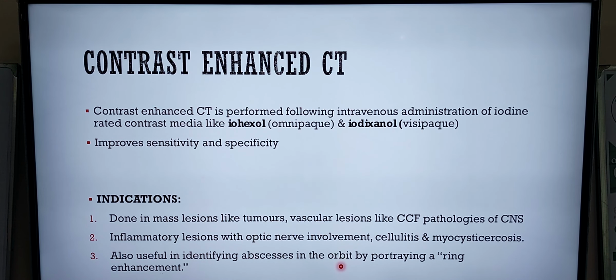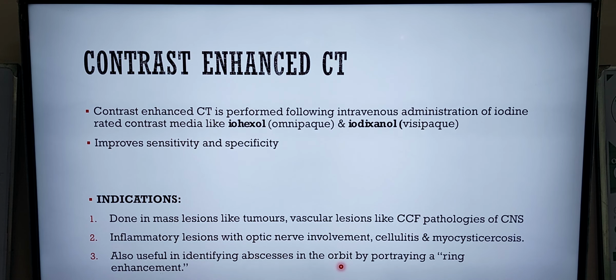So when do we use contrast, and which contrast is used in CT scan? Contrast enhanced CT is performed following intravenous administration of iodinated contrast media, which are of two types, iohexol and iodixanol. Iohexol, common term is Omnipaque, and iodixanol is Visipaque. So it improves sensitivity and specificity of the CT scan and enhances the lesions that are present.